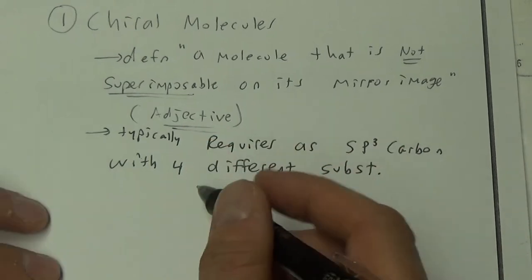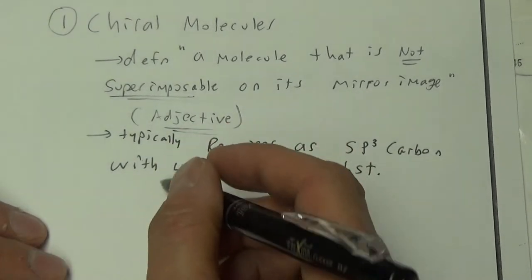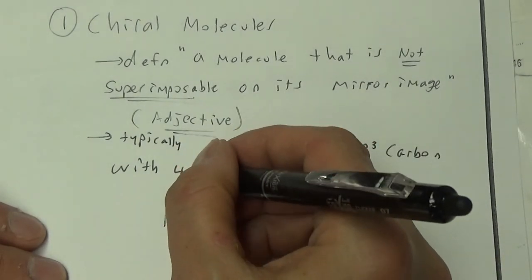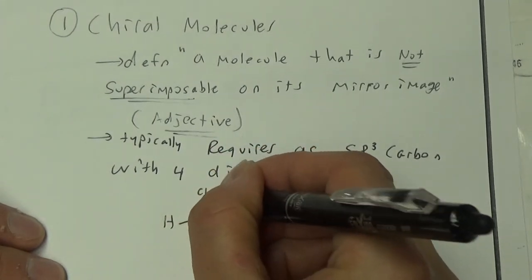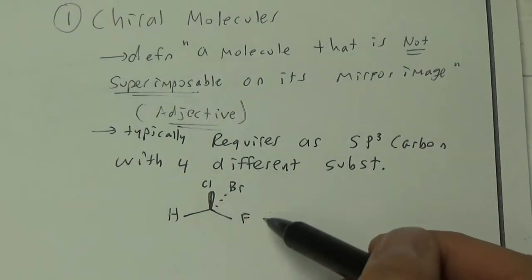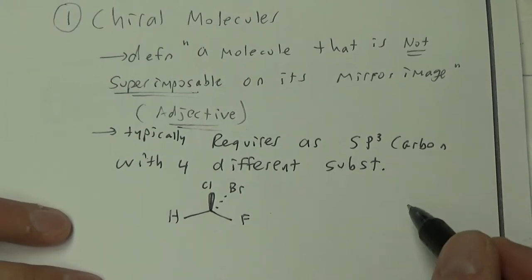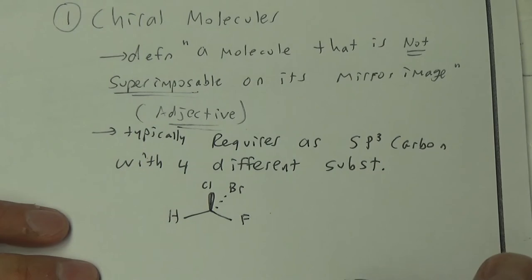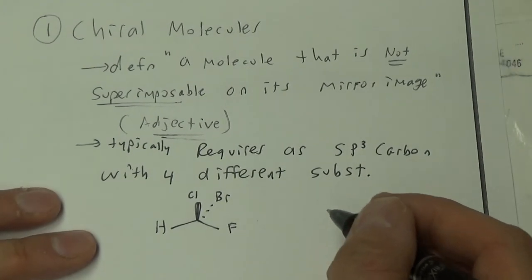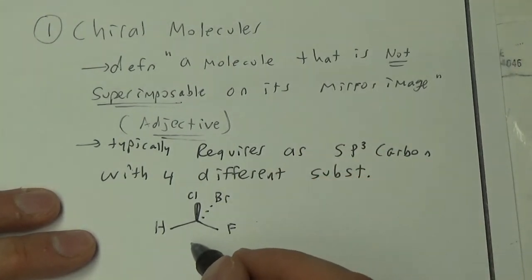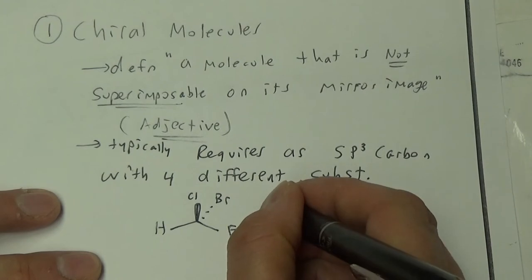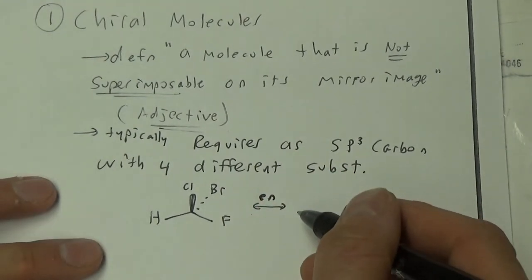So, one example. Pretty simple one. That's a carbon in the middle, of course, and we have an H, a Cl, a Br, and an F. Those are four different substituents. Now, to show this mirror image relationship, this is a chiral molecule. I'd like to do this. I say EN for enantiomer. I'm going to draw the enantiomer of this, right?